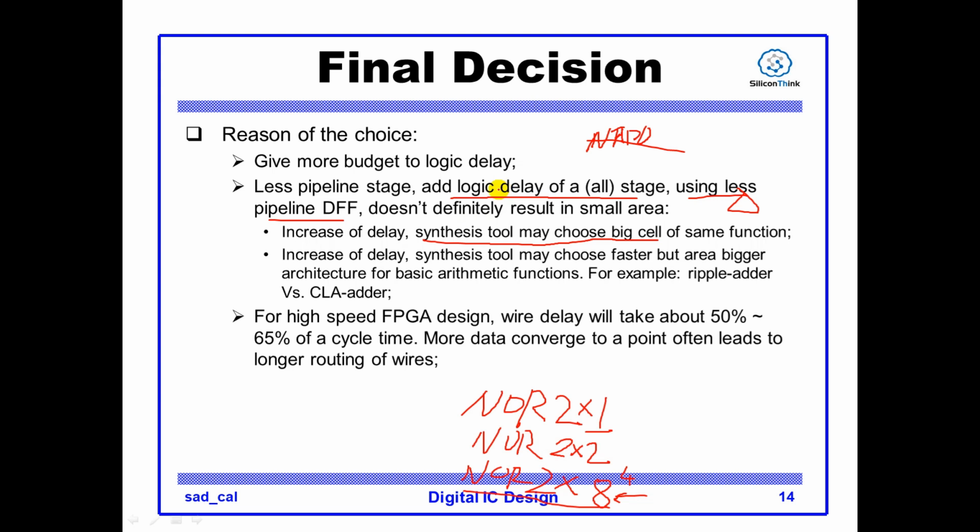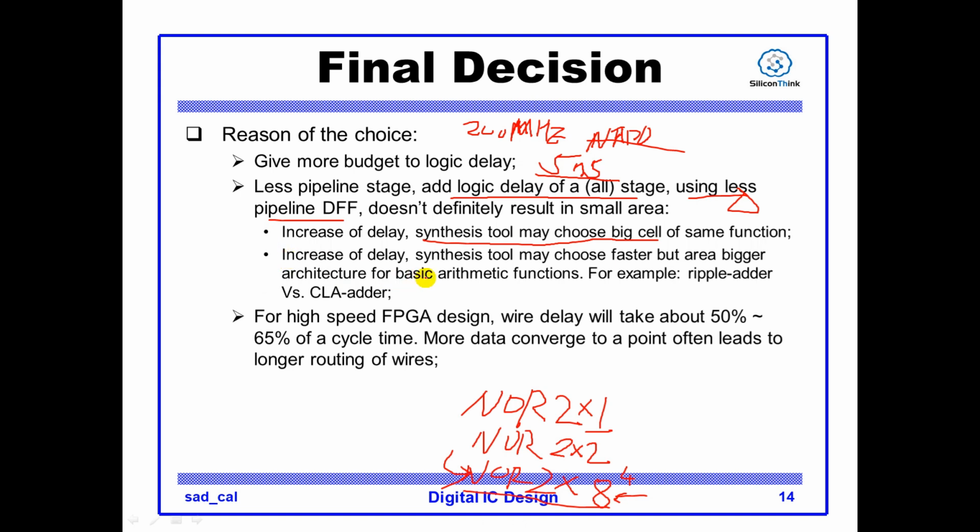So if you increase the delay of a stage, the synthesizer tool may choose bigger cells to implement the same function to meet the delay requirement. Yes, you set the clock frequency to 200 MHz and 5 nanoseconds for each stage. So the synthesizer tool, to meet the 5 nanosecond delay requirement, has to use the big cells. This is the first reason.